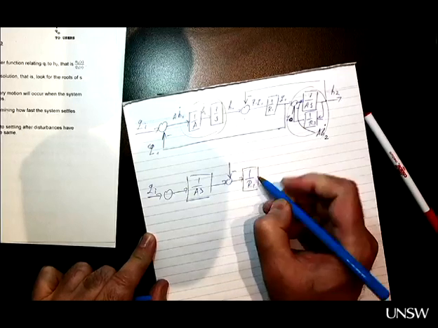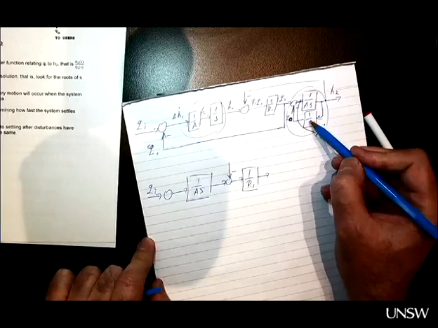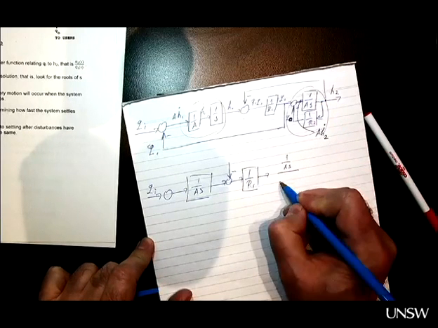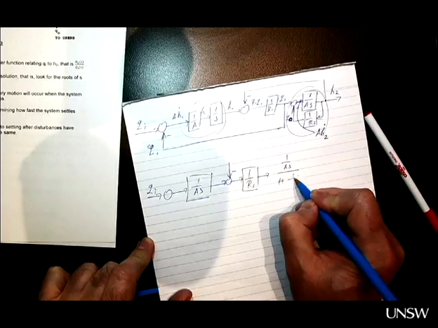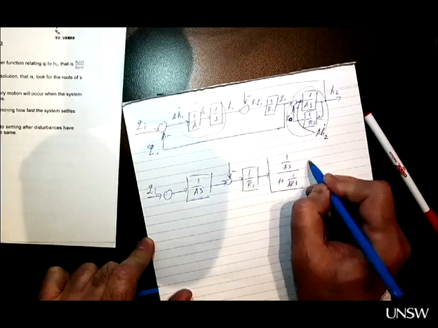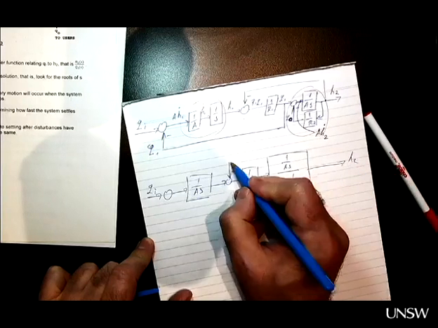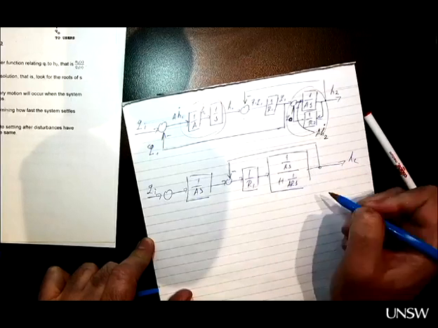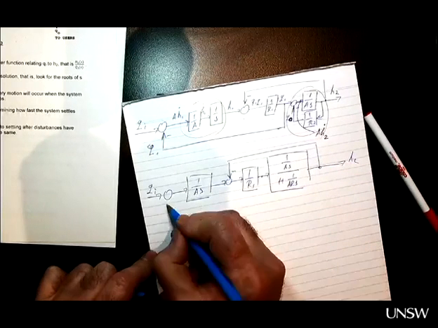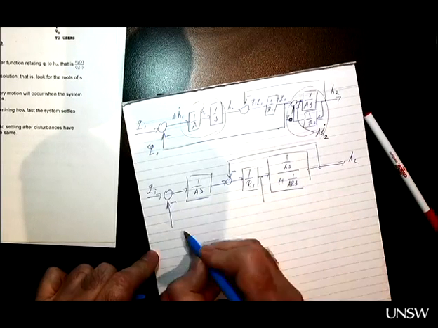Now here, this is G1, this is G2. So it's 1 over AS over 1 plus 1 over ARS, H2 over here. And here we have this thing, Q1.